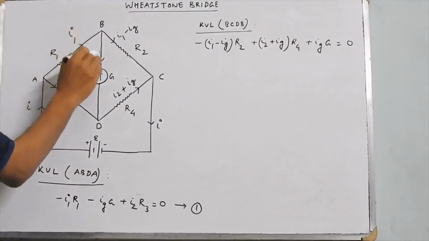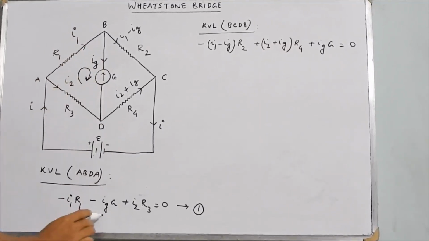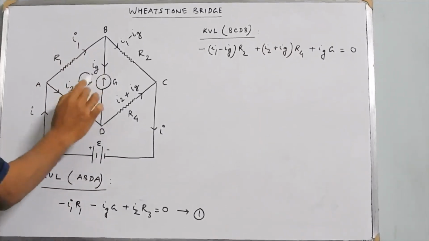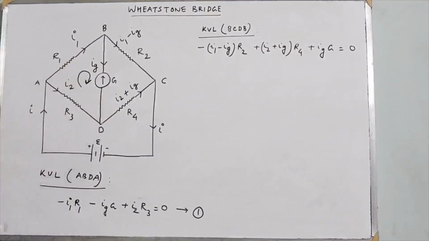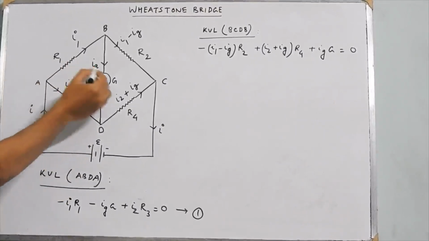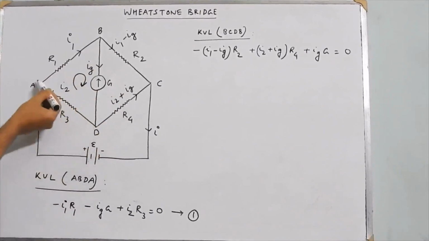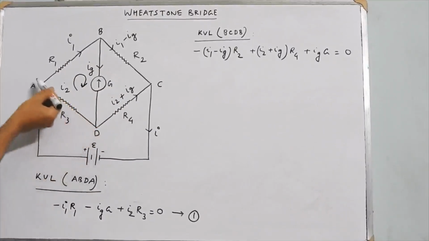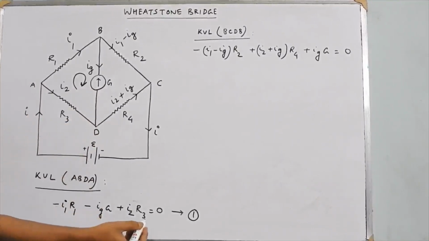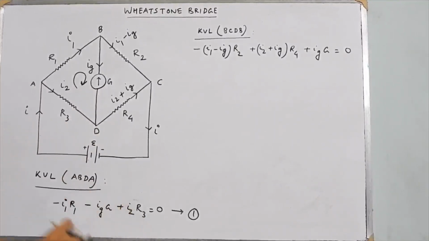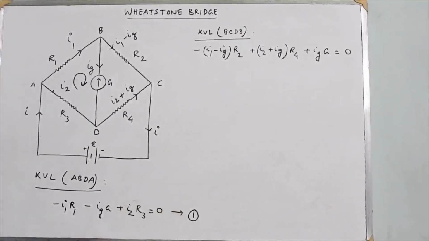I am moving in the direction of Ig. So Ig into G must be negative. Here we have assumed that the galvanometer resistance is G itself. The name of the galvanometer is G and the resistance of the galvanometer is G itself. So minus Ig into G. In this manner, if I follow back to A, I am moving opposite to the direction of I2. So I2 R3 must be taken as positive, and the sum of the potential differences is obviously 0 by KVL. So this is our equation 1.